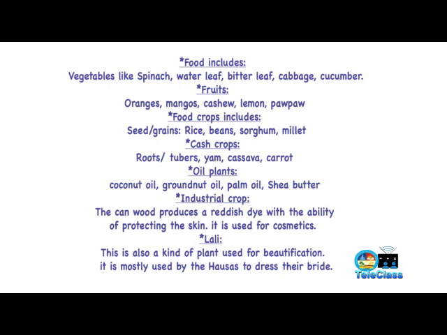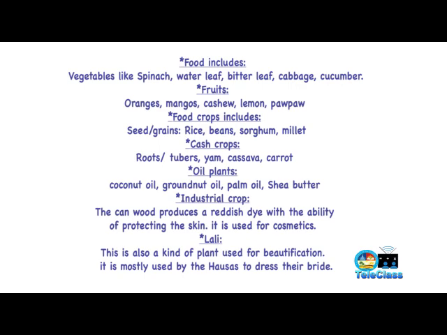Parts of them, like there's a wood they call the cornwood. When you scrub the surface of the cornwood, it produces a reddish dye, which has the ability of protecting the skin and is used for beautification. So most cosmetic industries use extract from this cornwood.